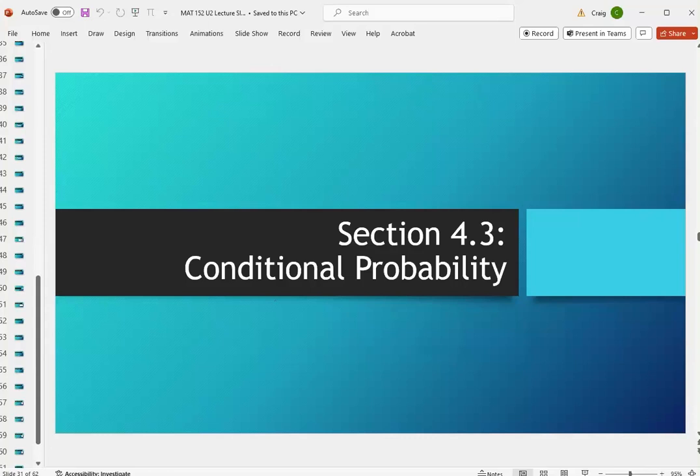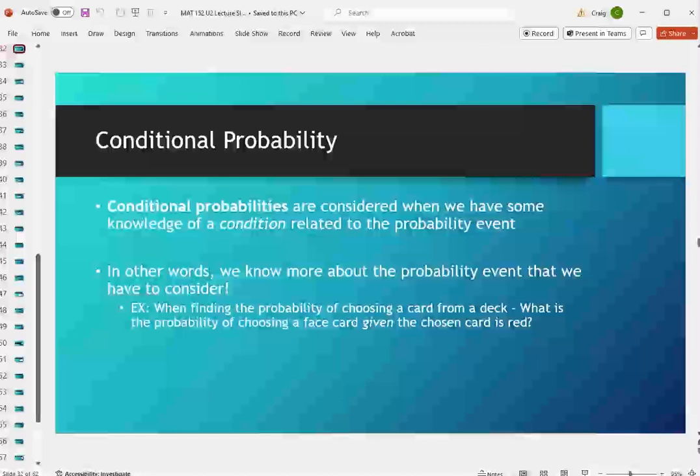So in this section, we're going to talk about conditional probability. Conditional probability has to be considered whenever you have some knowledge of a condition related to some probability event. Okay? If we know more about the probability than just one particular thing, right, we need to adjust for the conditions of the probability, right?